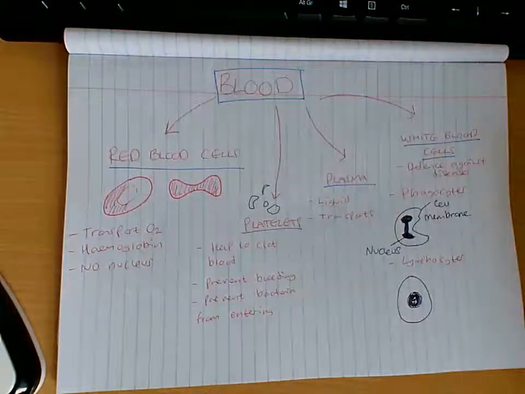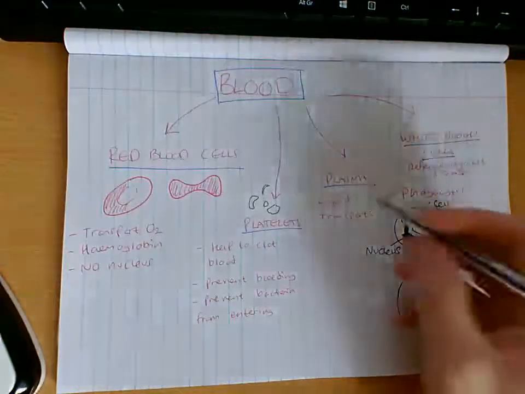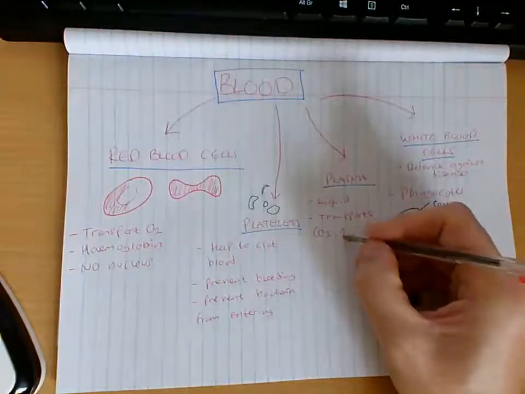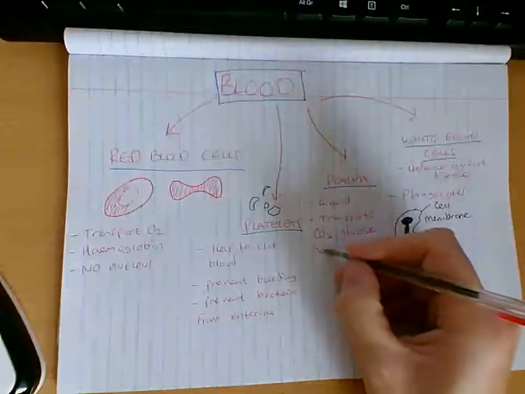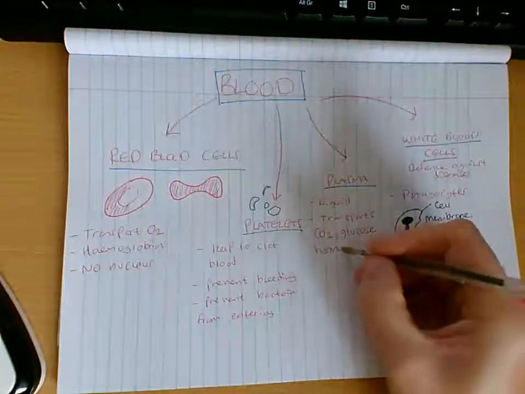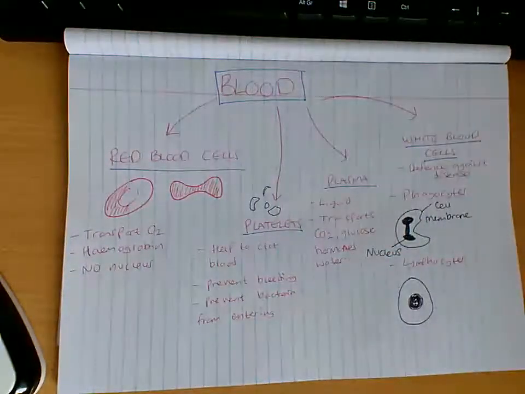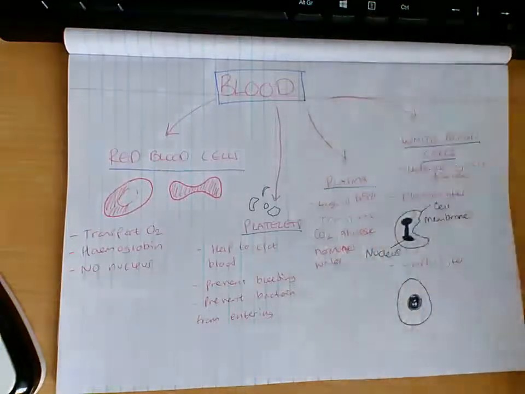Plasma is the liquid part of the blood, and it actually transports quite a lot of substances. It transports dissolved carbon dioxide. We've got glucose, we have hormones, and obviously because it's a liquid, we've got water. And it makes around about 45% of the blood.